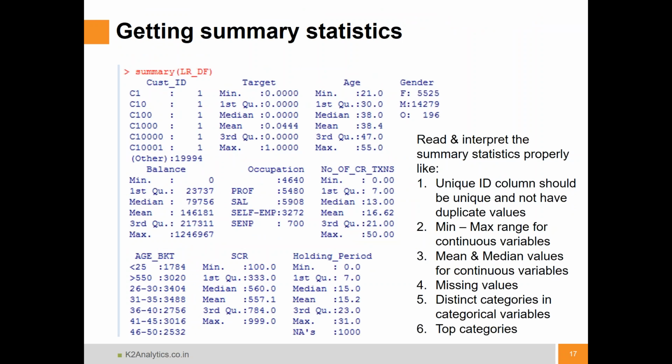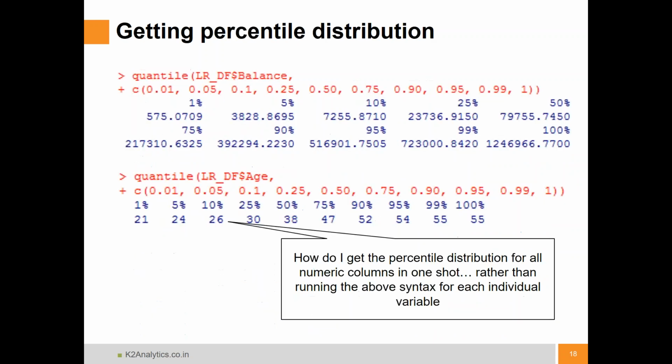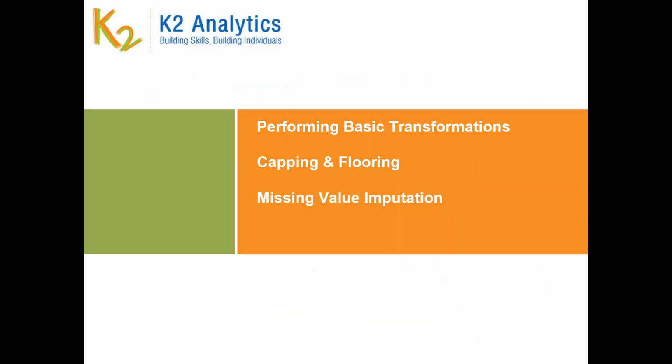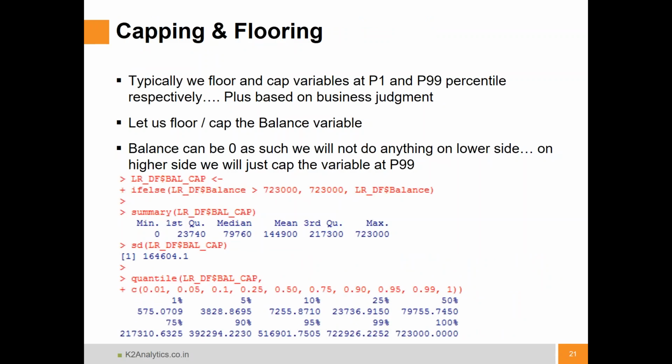For categorical variables, we typically do frequency distribution, and we do cross tabulation between two categorical variables. For continuous variables, we typically do percentile distribution. Summary is a very simple, fast function by which we quickly summarize all variables in one go. And then we can use quantile to get percentile distribution. We can use table to get frequency distribution.